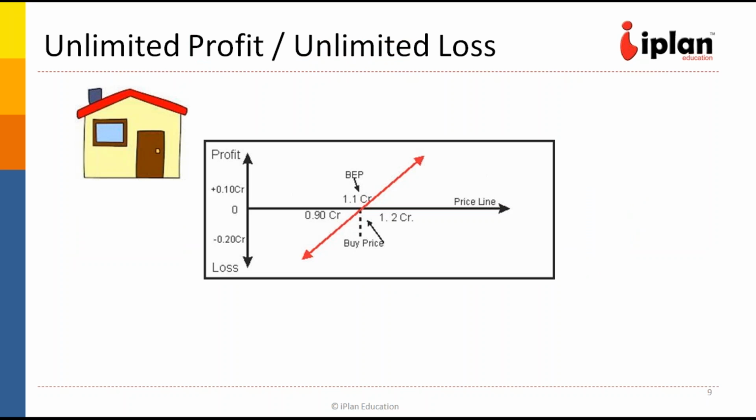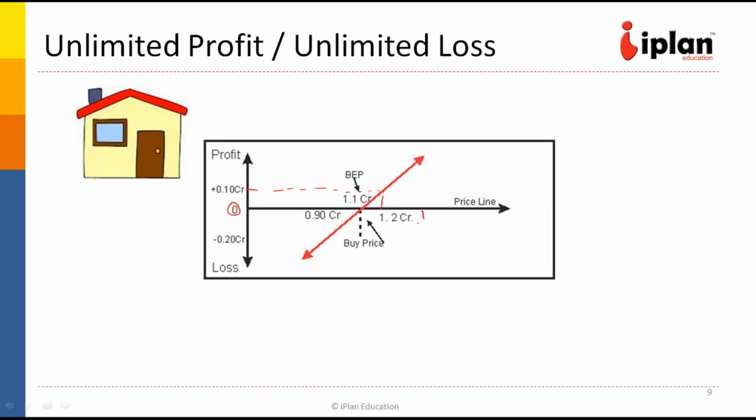Let's say this is the payoff chart for a future contract. We have unlimited profit and unlimited loss. How to read this? This is the horizontal line. We have profit above zero and below zero we have losses. And this is the price line. Let's suppose you had a deal at 1.1 million. I have written crore here, sorry. So it is 1.1 crore, and the price goes to 1.2 crore, you make a profit. How much? 0.1. So this is what you are making.